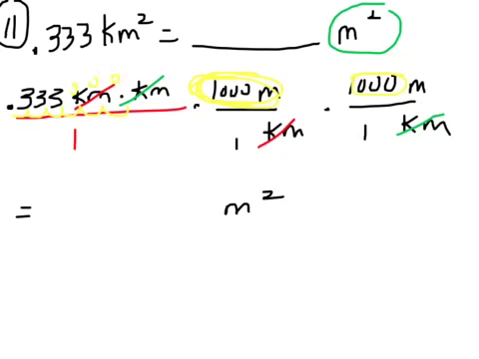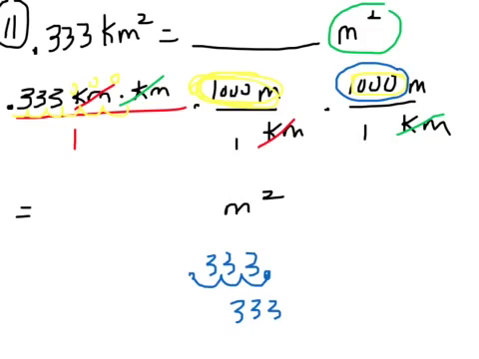That's what we're doing here. We're just taking a little longer to get it done. So 0.333 times 1,000 would mean I'm going to move it over 3 spaces. So now I've got the number 333. But then I'm going to multiply it by another 1,000.